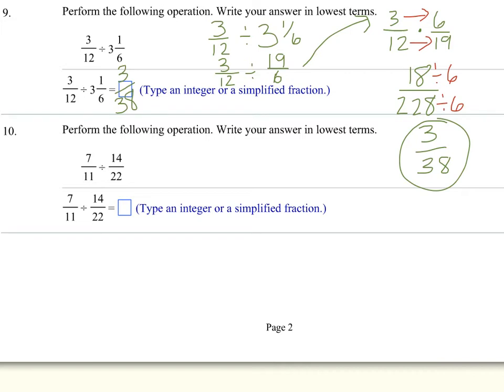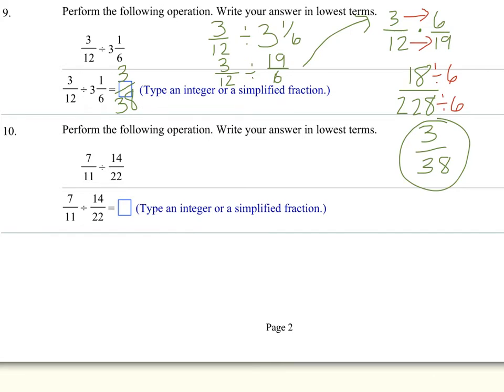Again, you don't have to show all these steps because you can just type it in your calculator. 3/12 divided by 3 and 1/6, and the calculator will give you the answer of 3 over 38. It will do all the steps for you.